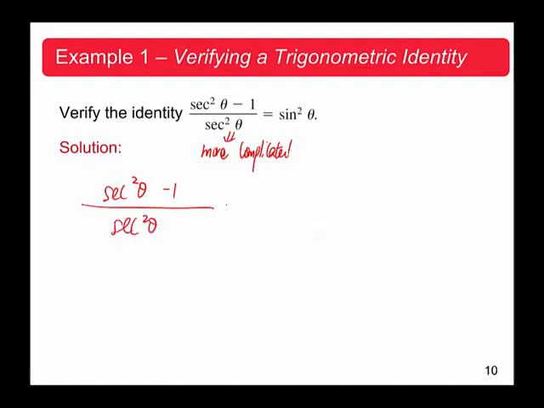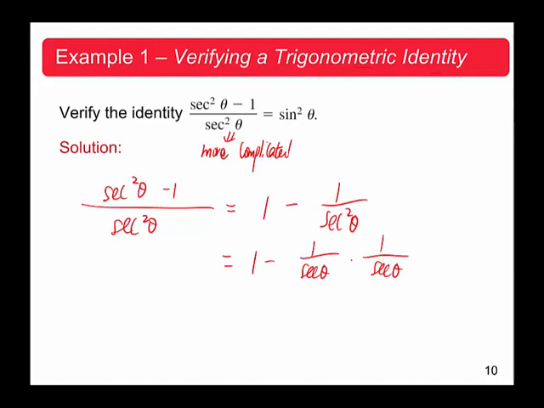Since it's a fraction, I want to divide into that. Secant theta squared over secant theta squared becomes 1. And the other one is 1 over secant theta squared. Now I'm going to flip it a little bit. So it becomes 1 over secant theta times 1 over secant theta, right?